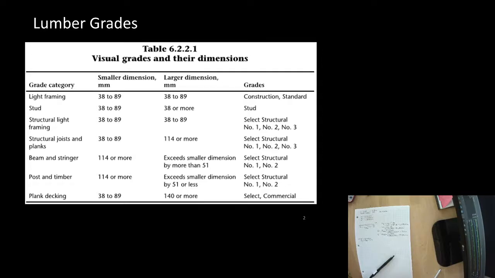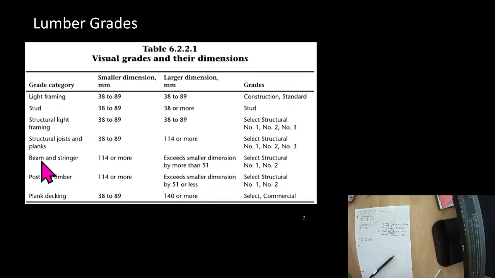Now, for the determination of the strength of the material, we know that we have two 2x10s, but each one individually is going to be what we talk about right here. So we don't have 38 plus 38. We will make that work together, but it is not what we have. So we have a smaller dimension of 38 and a larger dimension of, we have a 2x10, so a 2x10 is 235. So it's not a stud because we know it's select structural cedar. We have 38 and we do have 114 or more. So we have select structural 38 and we have a 114 or more. So it looks like we're structural joists and planks.